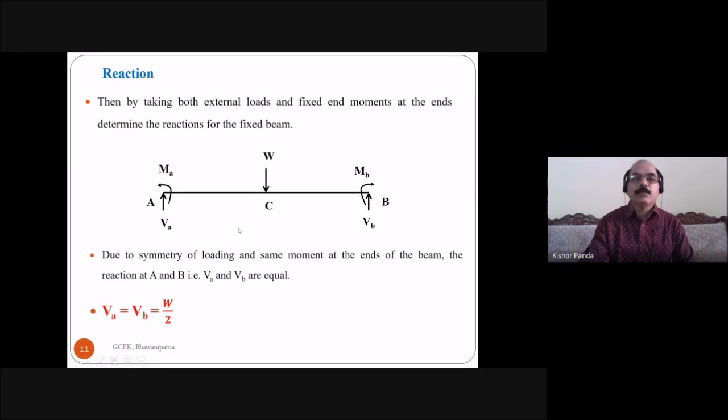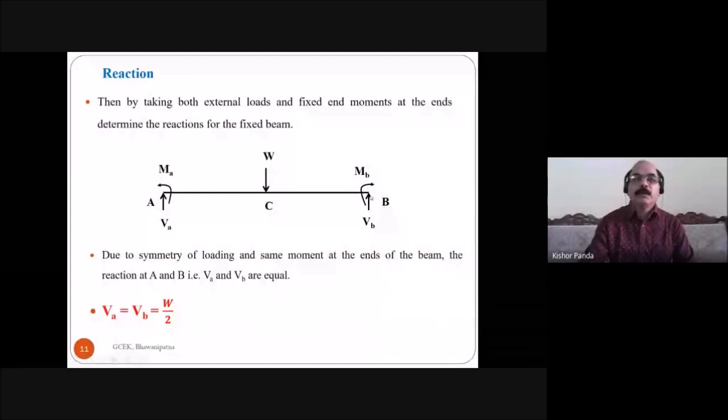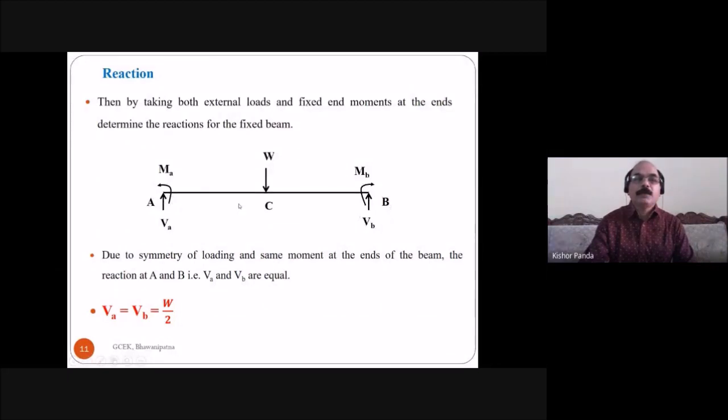Because the loading is symmetrical, the load is present at the midpoint, and the moments are also the same. So what is the reaction? VA and VB are equal, W by 2. This is the load divided by 2. VA is equal to W by 2, and VB is also W by 2. And these 2 moments cancel when you take the moment about this end. So VB into L, this is anti-clockwise moment, and this is anti-clockwise. VB into L plus MA is equal to W into L by 2 plus MB. But MA and MB are both equal, so they cancel each other. So VB is equal to W by 2.